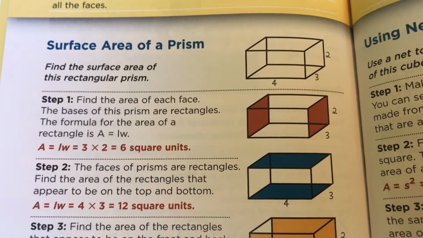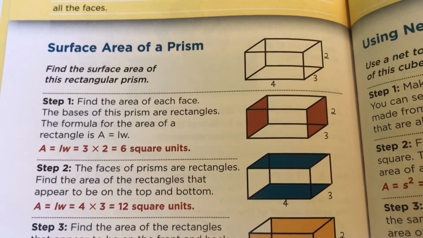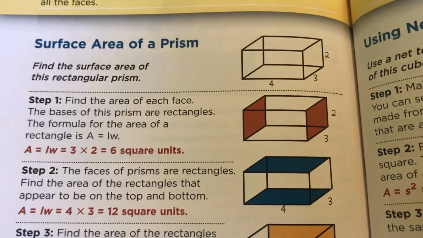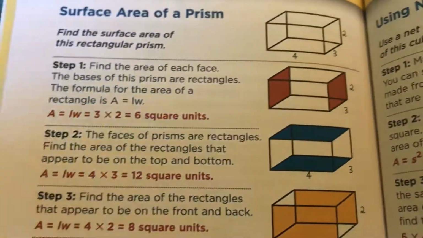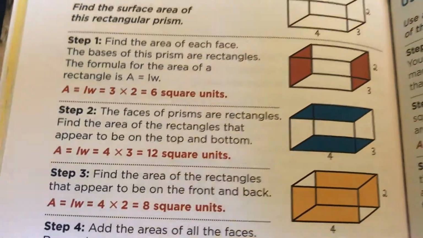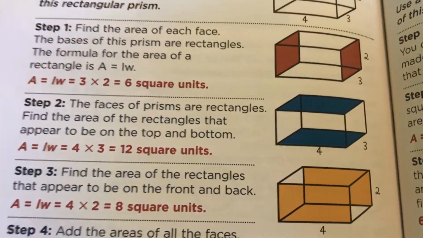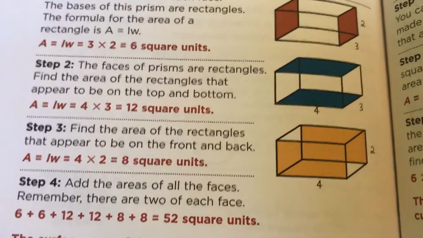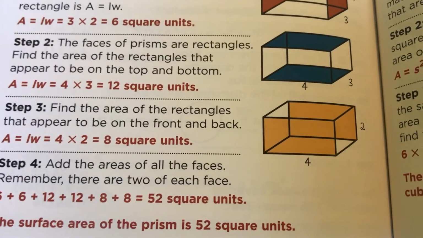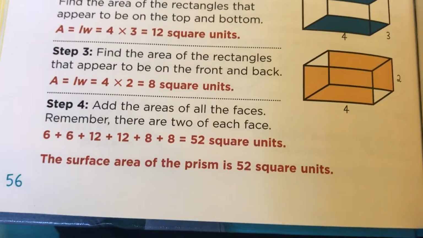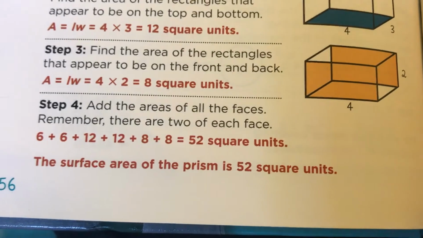The bases of this prism are rectangles. The formula for the area of a rectangle is area equals length times width. So 3 times 2 is 6. The faces of prisms are rectangles. Find the area of the rectangles that appear to be at the bottom and the top. Okay? 4 times 3, 12. Find the area of the rectangles that appear to be on the front and back. 4 times 2. Then we add them all up, and that equals 52. Surface area of the prism is 52.